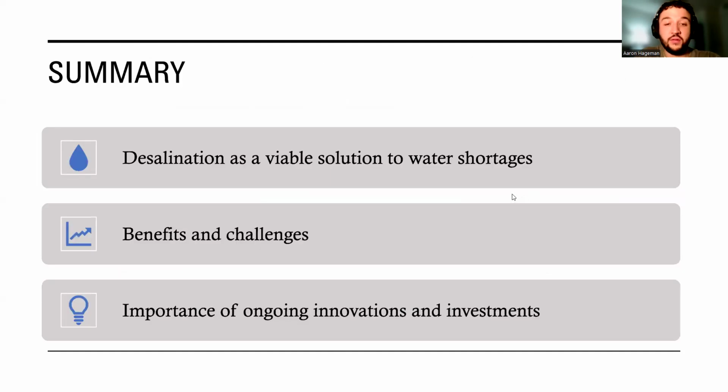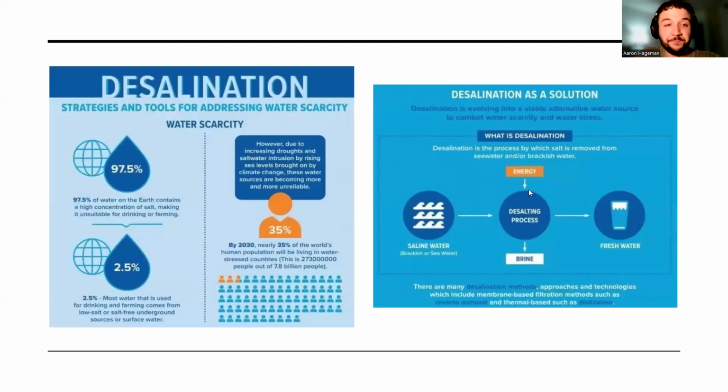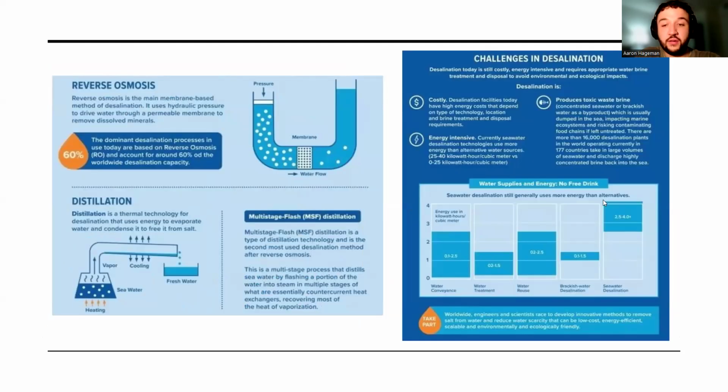In summary, this research shows that desalination offers a viable solution to address global water shortages. While it provides significant benefits, there are also challenges. It has a huge concern of high energy consumption and environmental impacts, but innovations and investments are essential to make desalination a suitable option for the future and make sure that everyone has access to fresh water. I found this infographic going through the desalination plants by the process and the costs and what kind of technology helps address these water shortages, as you can see here.